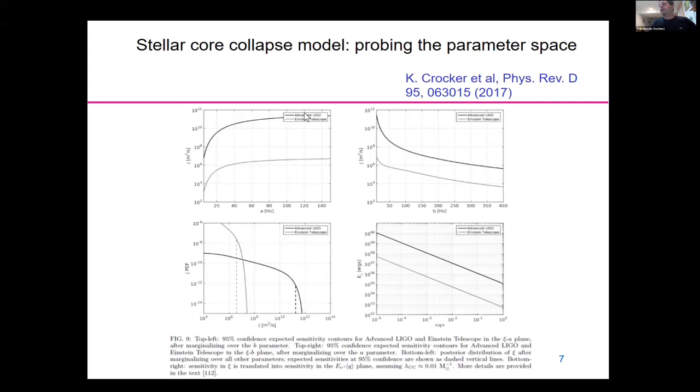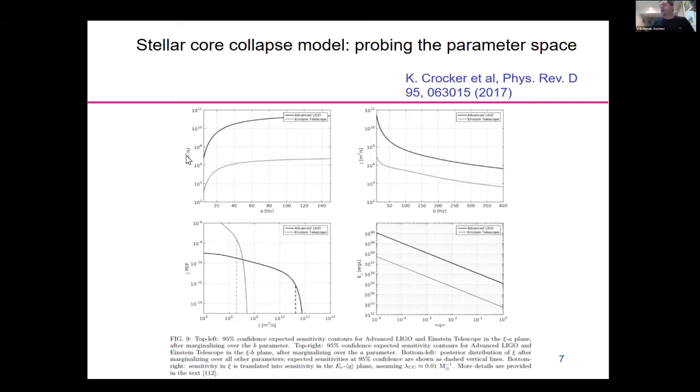So you can basically see what part of the parameter space is accessible to these detectors by using these kinds of studies. And you can see that with Einstein Telescope, we'll be able to do significantly better than with advanced LIGO. We're particularly sensitive to low values of A and high values of B, which means rising more quickly and decaying more slowly, which of course is not a surprise.